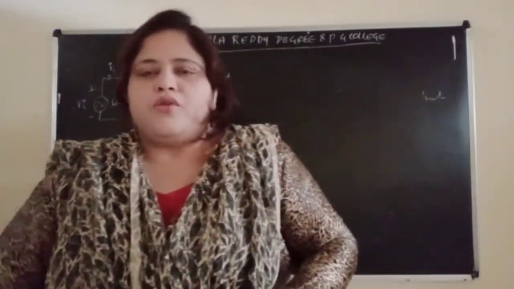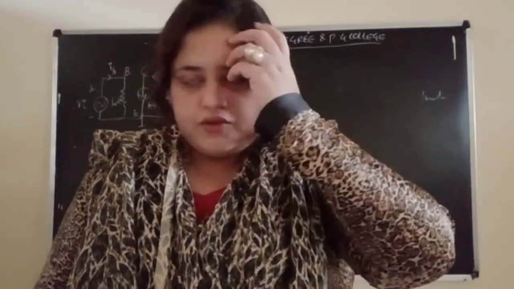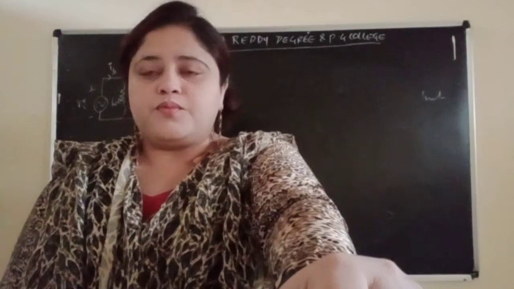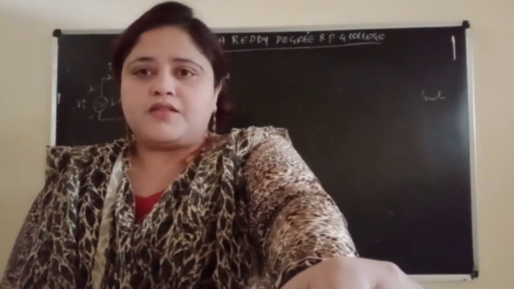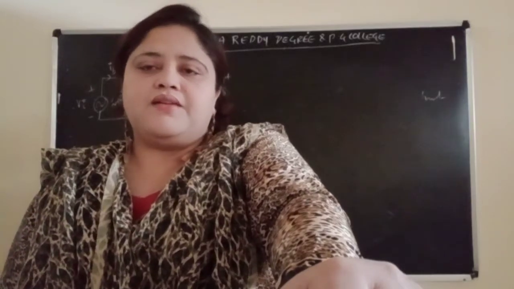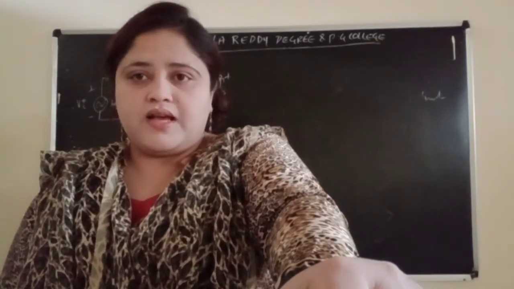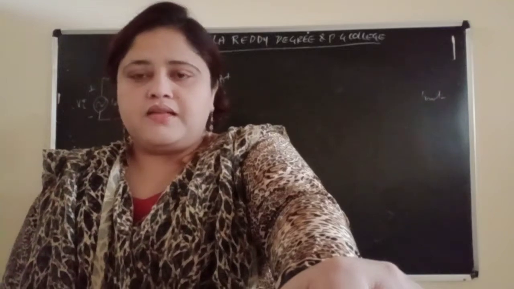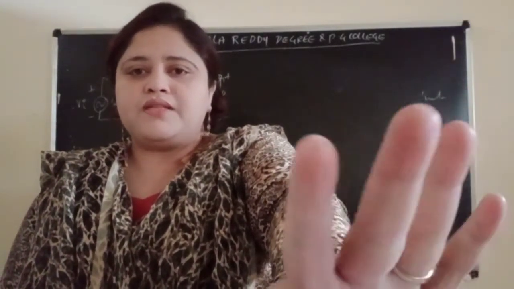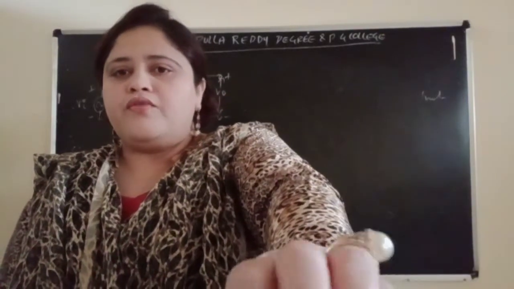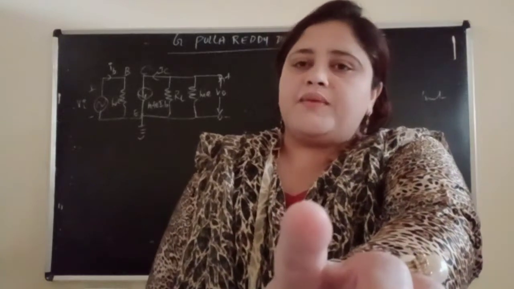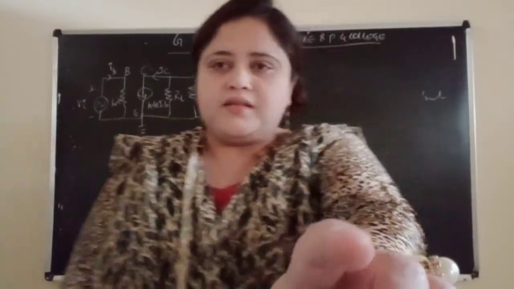To calculate this, I hope you all remember the frequency response curve. The frequency response curve is the curve representing the variation of gain with frequency. It is divided into three regions: low frequency, mid frequency and high frequency. In low frequency, the gain decreases, falls down, due to the coupling capacitor C and the emitter bypass capacitor CE.